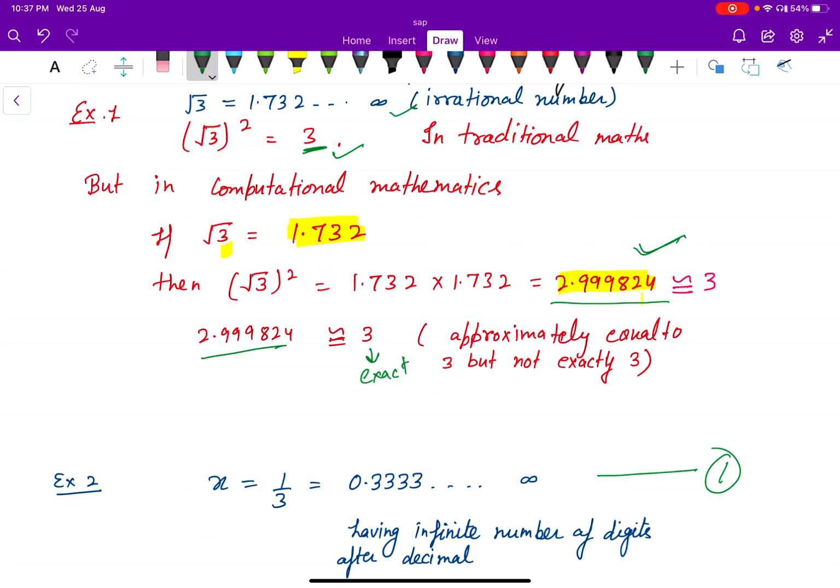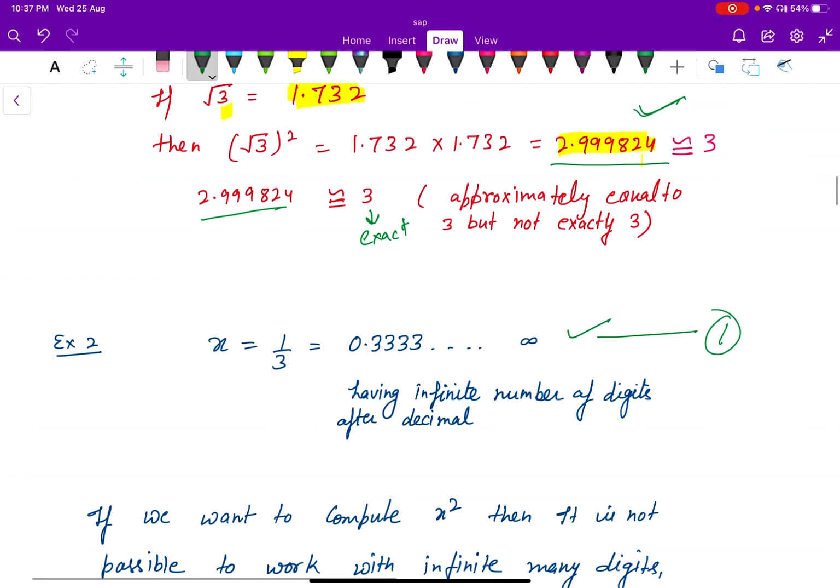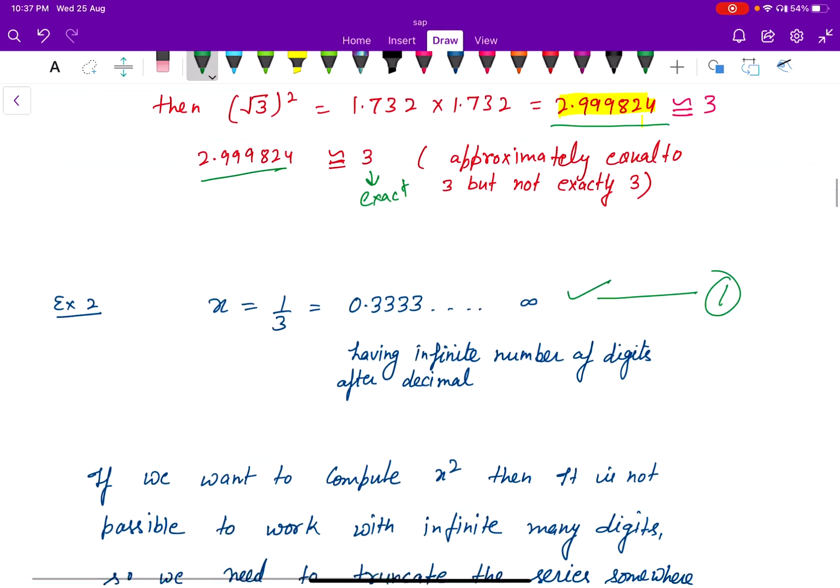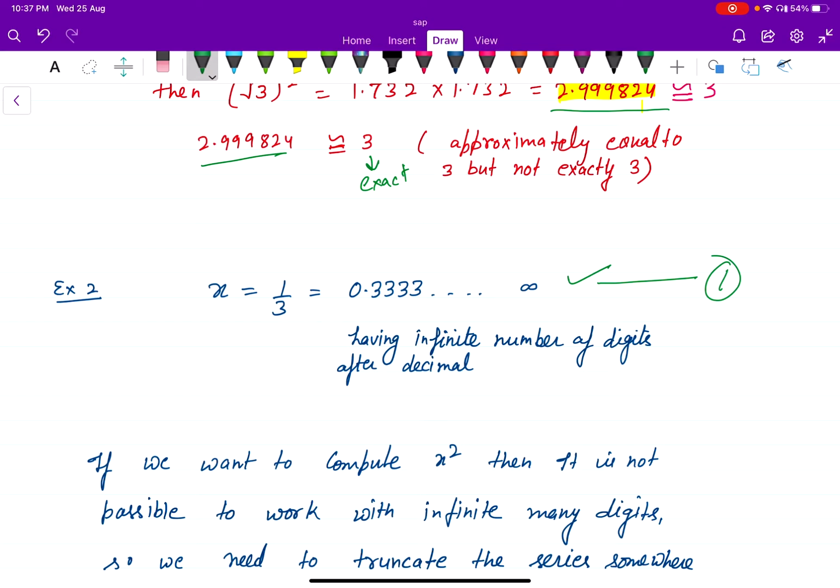Okay, so similarly we can take one more example, x equal to 1 by 3. Here the value of 1 by 3 goes up to infinity. It has infinitely many digits. If we want to compute the value of x squared, it is not possible to work with infinite digits, so we have to cut this series somewhere in between.